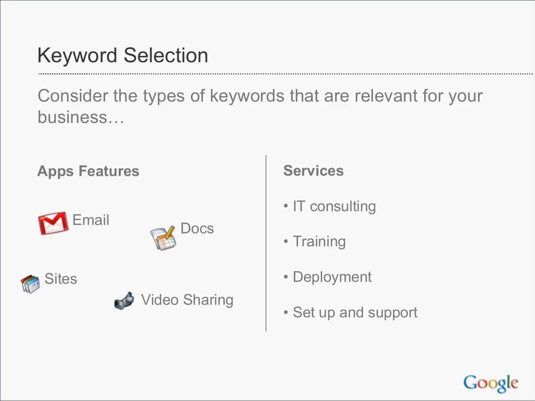Now, when you're considering the types of keywords that are relevant for your business, there's a variety of keywords that our resellers can keep in mind. If you're specifically promoting the resale of Google Apps, there's a number of features that users may be looking for in their specific business. And you can see those features are going to include everything that's bundled under Google Apps, including email, our collaboration tools such as Docs and Spreadsheets, video sharing, and sites.